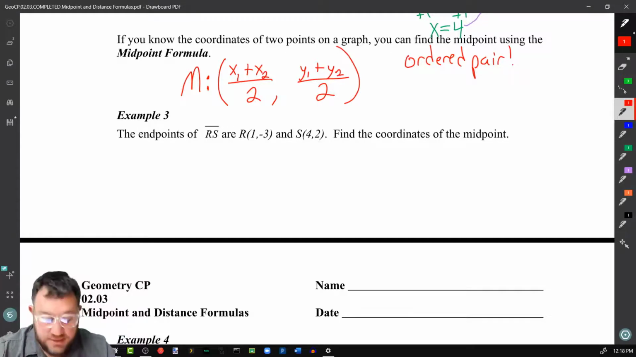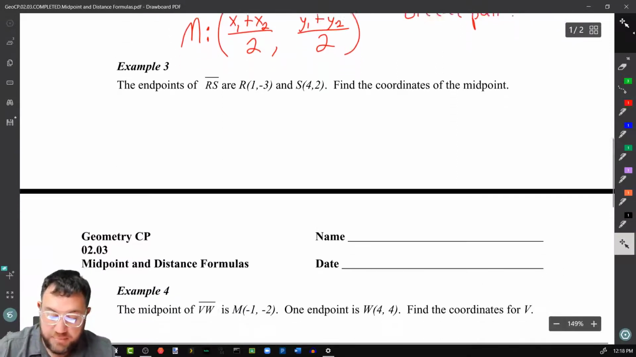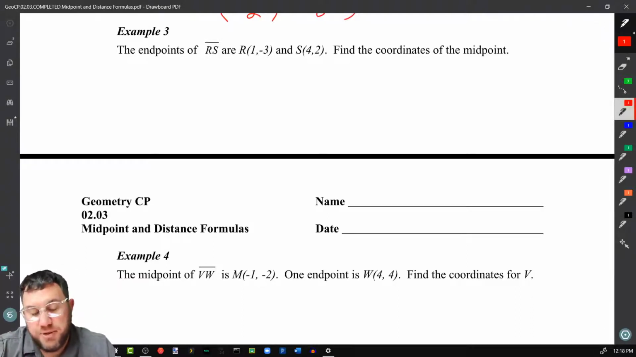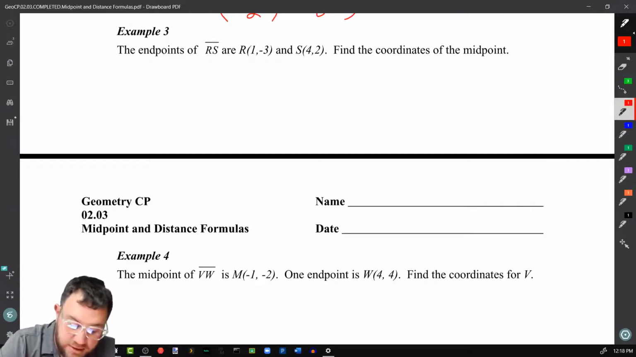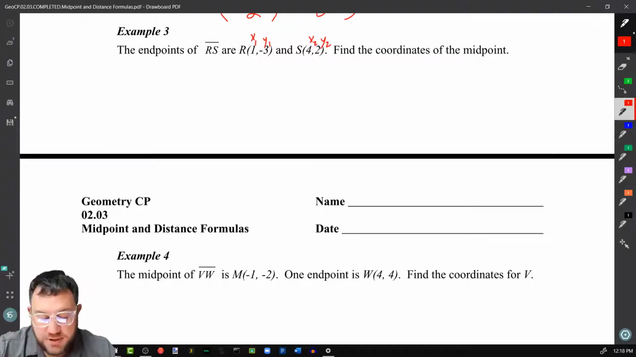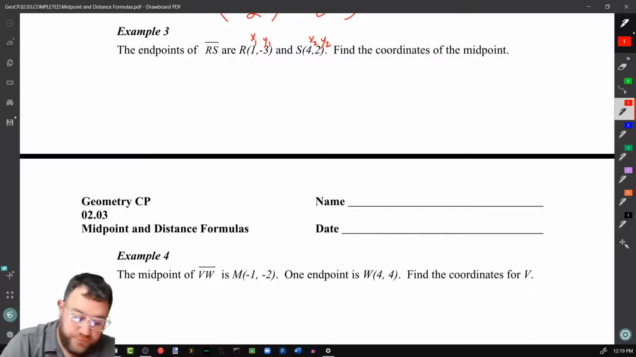So we've got segment RS, and we've got its coordinates there. So we want to find the coordinates of the midpoint. I like to go through and label these. Sometimes I don't do it, but especially right now as you're getting started, I'm going to label these. So that's x1, y1, x2, y2. And remember those subscripts, the small 1's and 2's, tell us the 1 and the negative 3 go with the first point, the 4 and the 2 go with the second point.